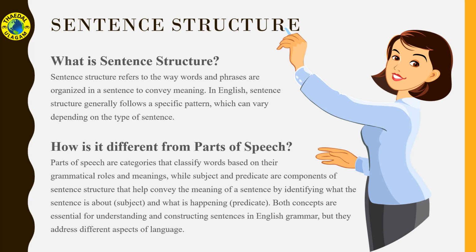How is sentence structure different from parts of speech? Parts of speech are categories that classify words based on their grammatical roles and meanings. But subject and predicate are components of sentence structure that help convey the meaning of a sentence by identifying what the sentence is about and what is happening.